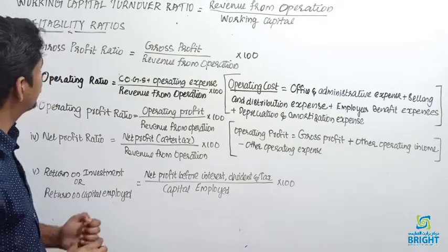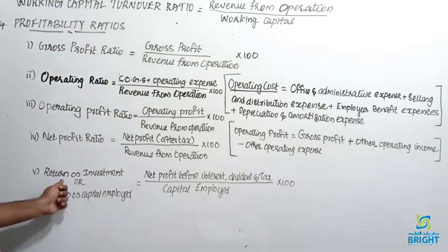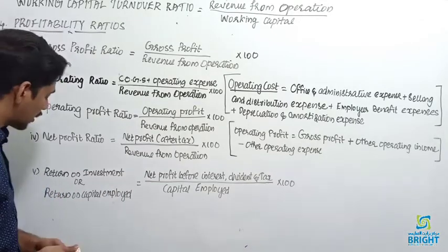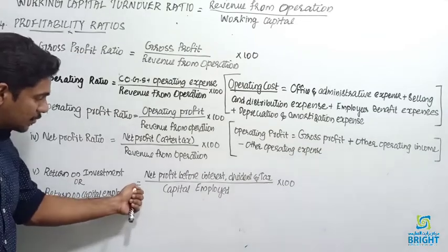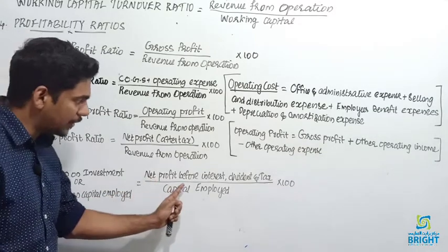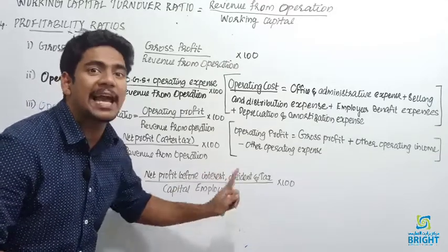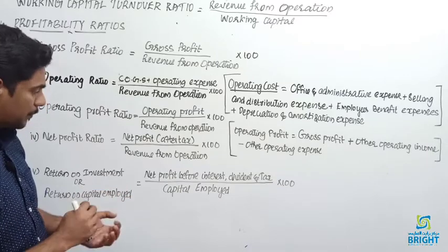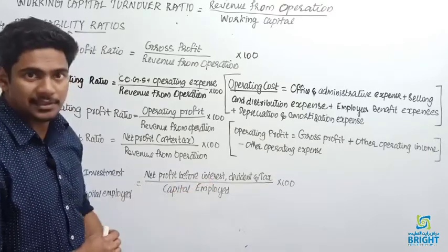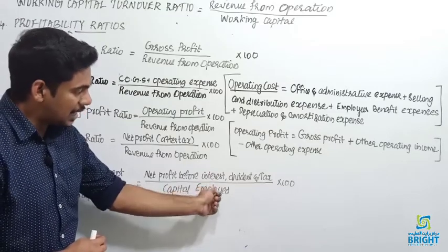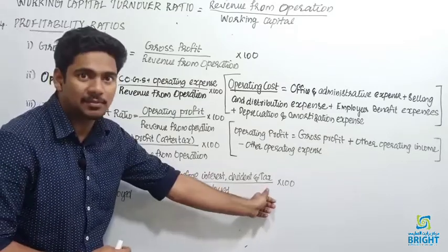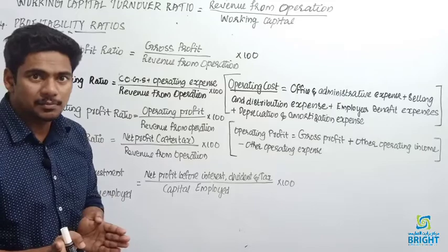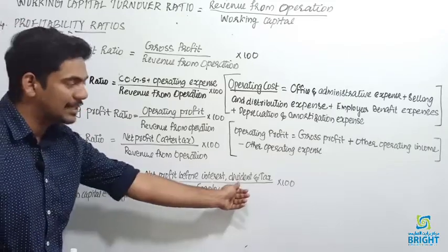Then the last one in this profitability ratio is what? Return on investment or return on capital employed. Return on investment or return on capital employed is equal to net profit before interest, dividend and tax. Okay, see, if any net profit is available, before finding the net profit you will provide interest. After providing the interest you will provide tax. Then after providing the tax, the available profit you will divide among the shareholders in terms of dividend.